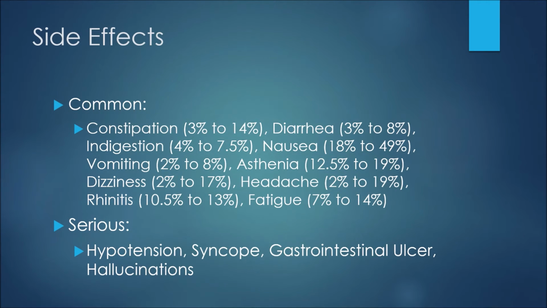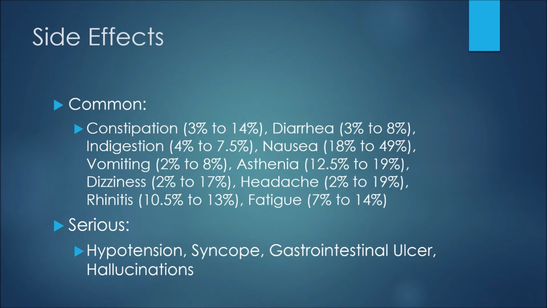As with all medications, there are some side effects or adverse reactions that patients may experience while using bromocriptine, so we'll go over some of those here now. 3 to 14% of patients may experience constipation, while 3 to 8% may experience diarrhea. Indigestion seems to happen 4 to 7.5% of the time, and nausea 18 to 49% of the time.